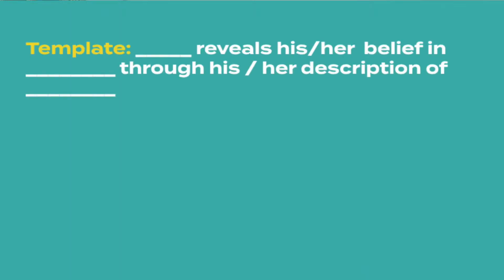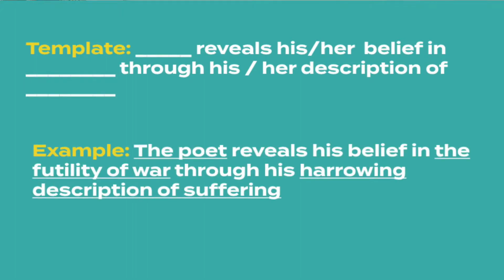Number five is exemplifying. [Writer] reveals his or her belief in [idea] through his or her description of [detail]. The poet reveals his belief in the futility of war through his harrowing description of suffering. This is important because it helps you engage with the big question of what is the writer trying to do?